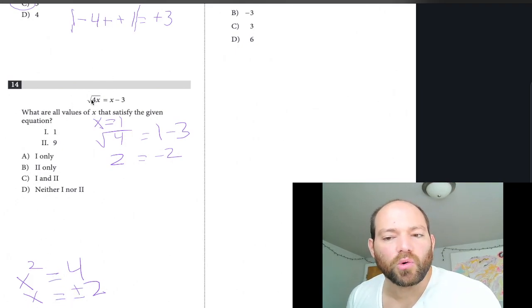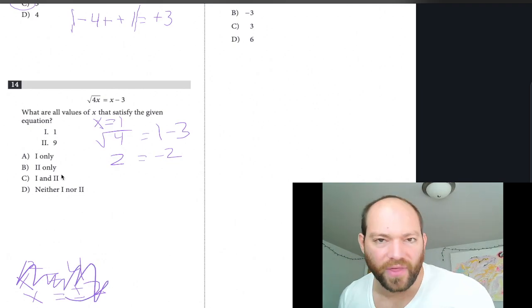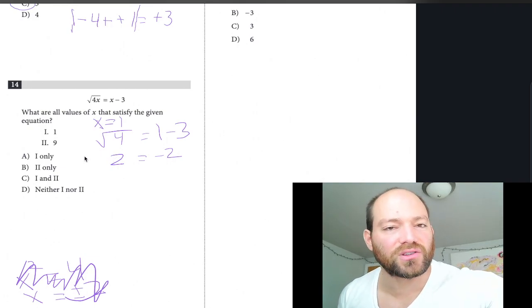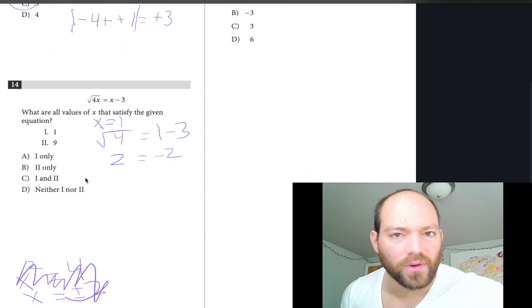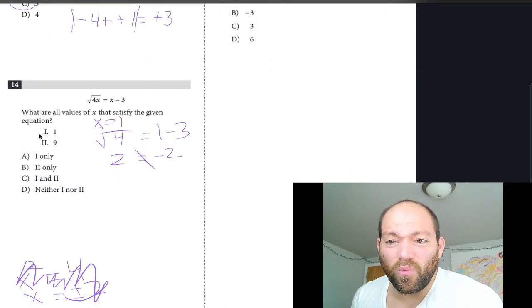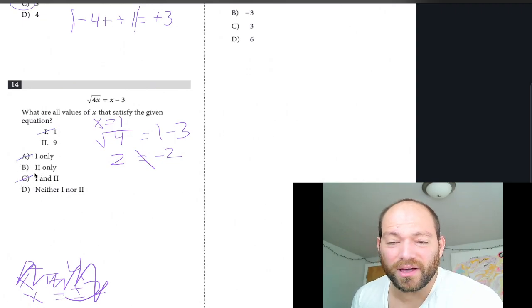But if they say square root, it is specifically positive. So I don't want to hear that about how the square root of 4 is plus or minus 2. That's a convention of math. Just deal with it. Point is, this did not work. 2 does not equal negative 2. So that means that 1 is not a possibility. So I'm going to cross out anything that tells me that 1 is a possibility.